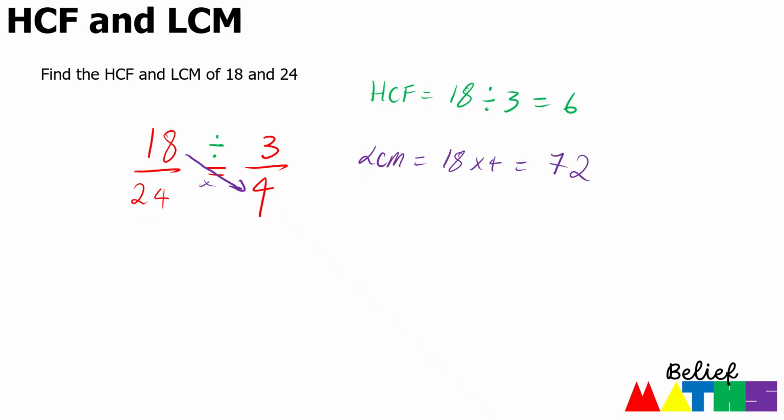And that's just a nice quick way to do highest common factor and lowest common multiple when you've got two numbers. Obviously if you've got more than two numbers, you'll have to revert back to the other method of listing all the factors and listing all the multiples and finding the ones that match.